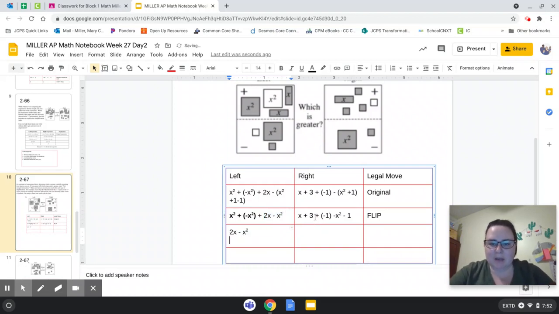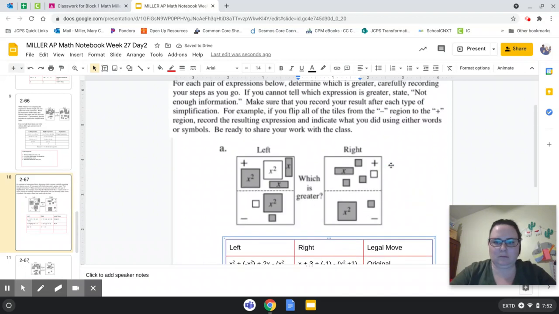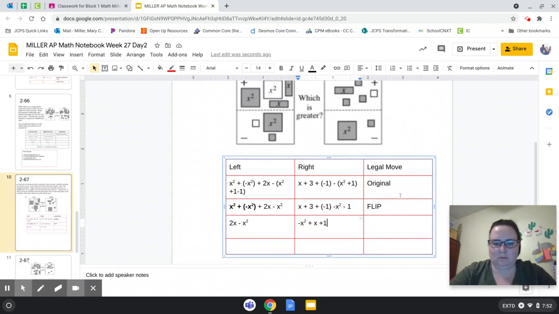And on the right, I'm going to combine. I have no x's to combine with, so I'm going to leave him alone. Then I have a 3 and a -1, so that's going to become 2. And another -1, which is going to become 1. So I have a negative x squared plus x plus 1. Okay, so all I did here was combine my like terms.